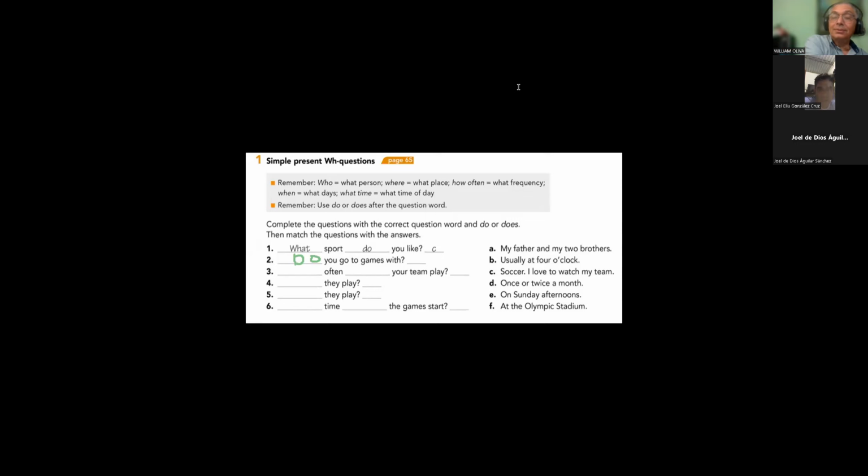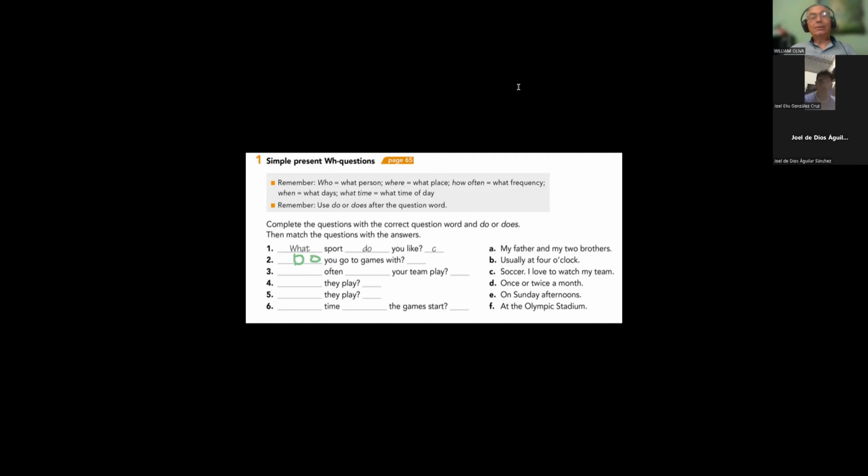Continue. The number 4. Where do they play? Where do they play? At the Olympic Stadium. And when do they play? On Sunday afternoon. Okay.